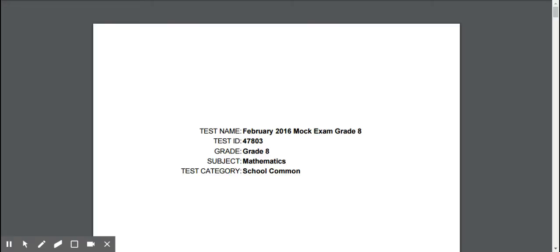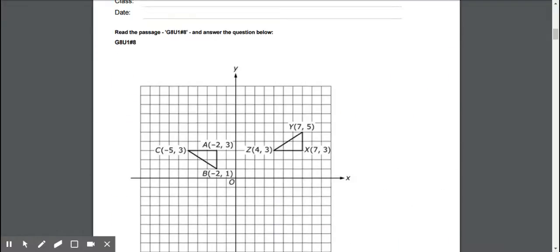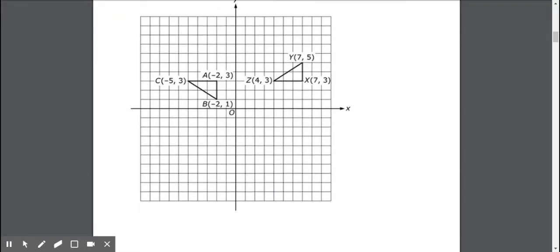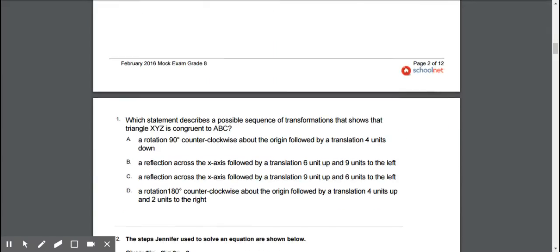This is the February, actually 2017 mock exam for grade 8. Use this image to answer question 1. Which statement describes a possible sequence of transformations that shows that triangle XYZ is congruent to ABC?